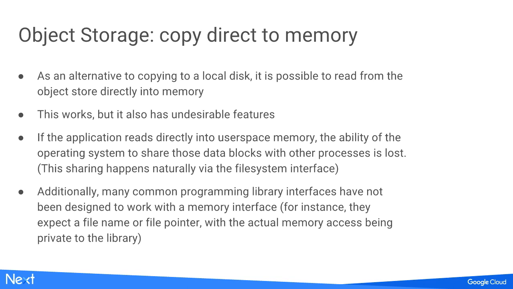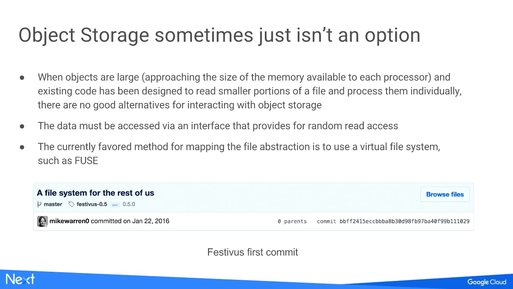And that's very much unlike the file system, which can share data to multiple processes out of the buffer cache. And it's actually fairly hard to write interfaces like that, because a lot of application codes are going to want a file pointer or a file name, and you have to dig down into the guts of the code to actually find the memory buffer that you want access to. So finally, object storage just isn't an option if you've got very large files, hundreds of gigabytes, which are bigger than the memory of the machine, that you need random access to. There's nothing you can do apart from the former solutions, which are often very slow, of reading to local disk.